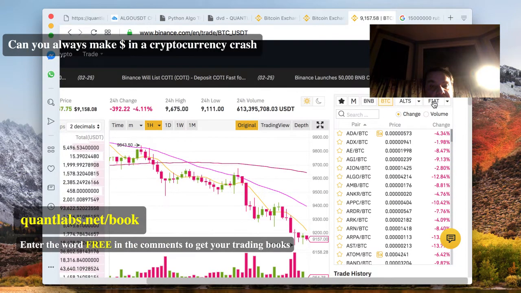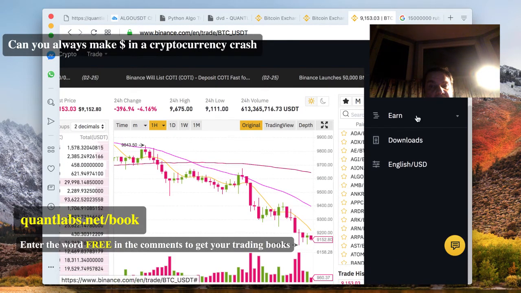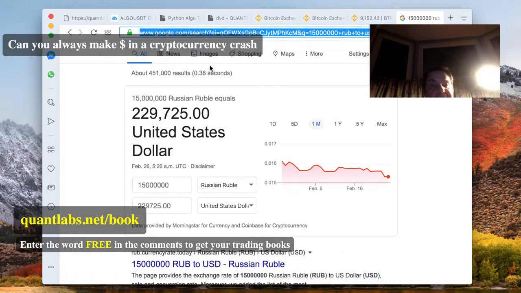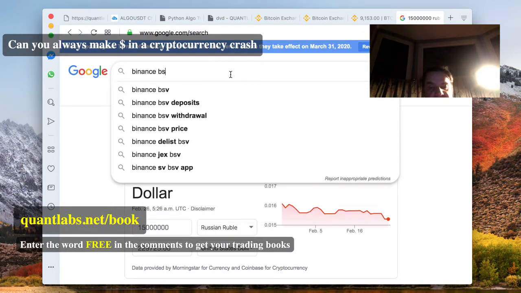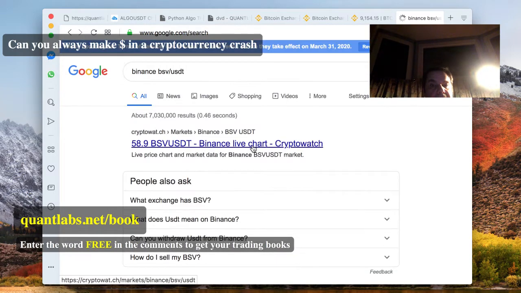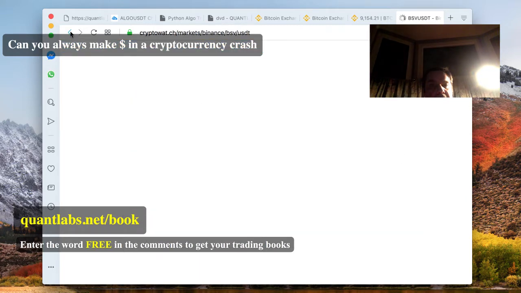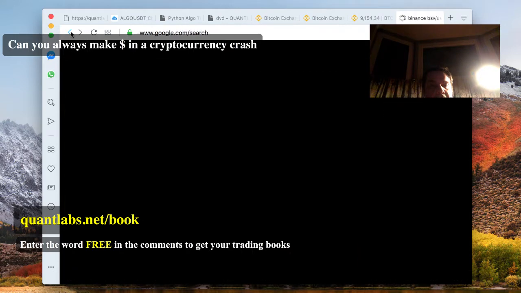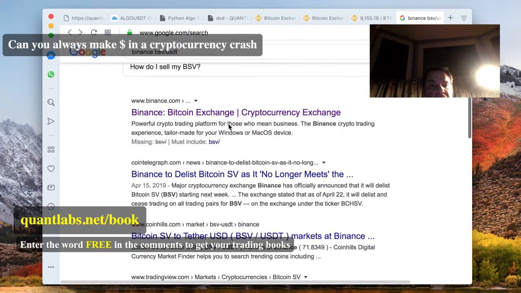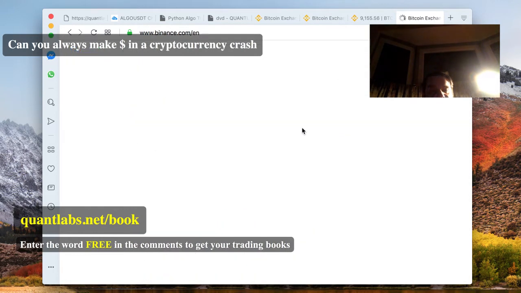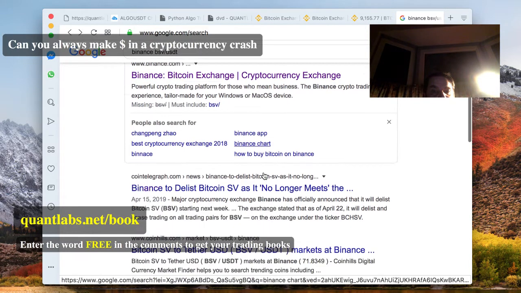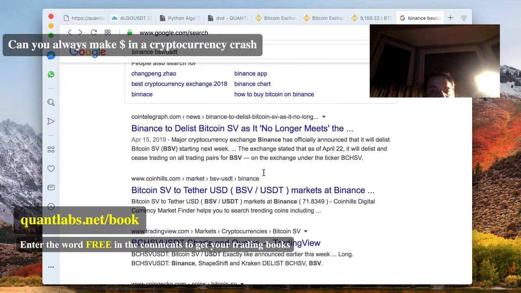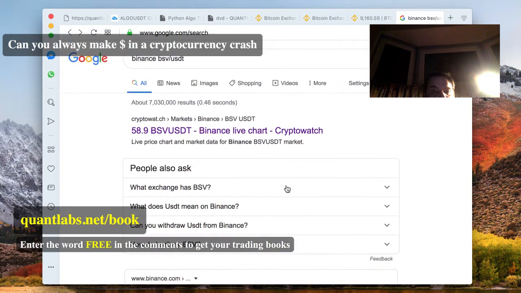This mess. Buy crypto. Maybe it's better to do it through Google. So Google, what we're doing is Binance BSV USDT. Okay, let's get Binance itself. Can't. I'll do it through Crypto Watch.